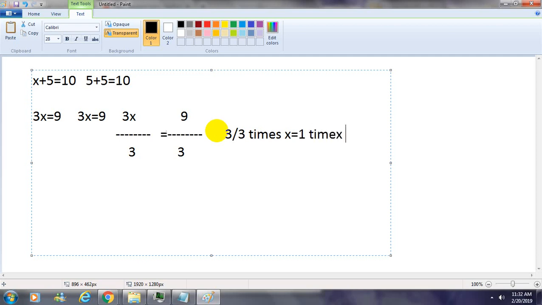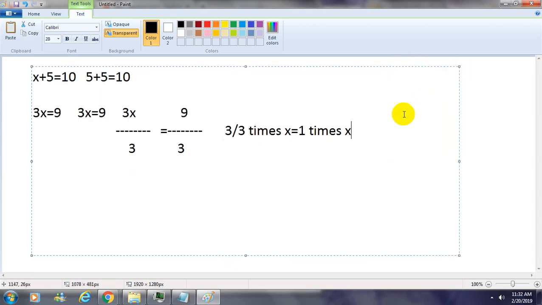times x, right? And 1 times x is simply x, right? Okay? Now, what's 9 divided by 3? You either know or you use your calculator. That's equal to 3. So, this is ultimately equal to x equals 3. And that's the answer. Okay? So that's how you do these problems.